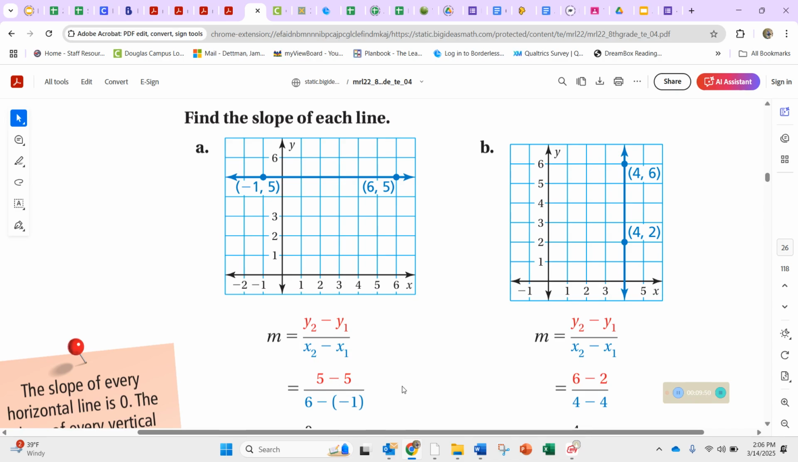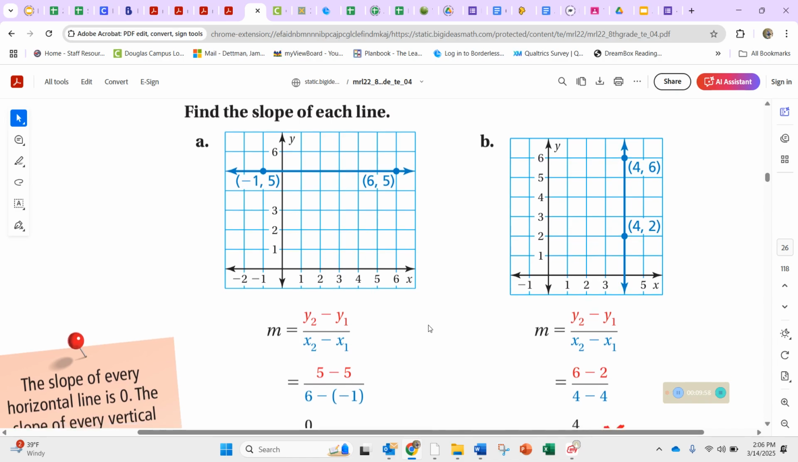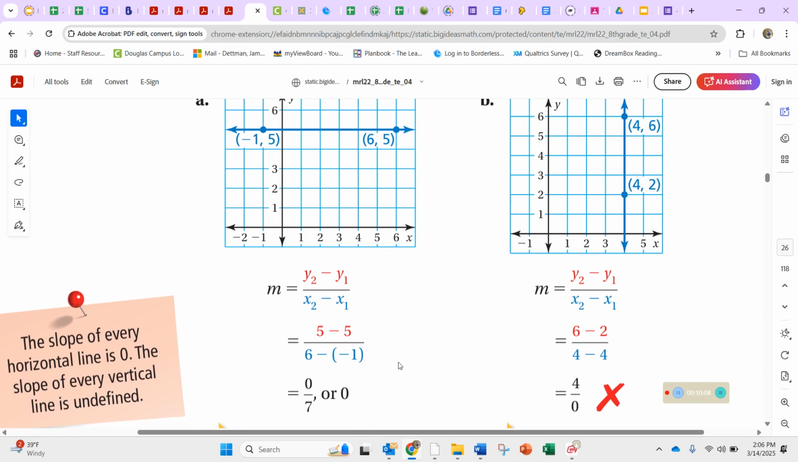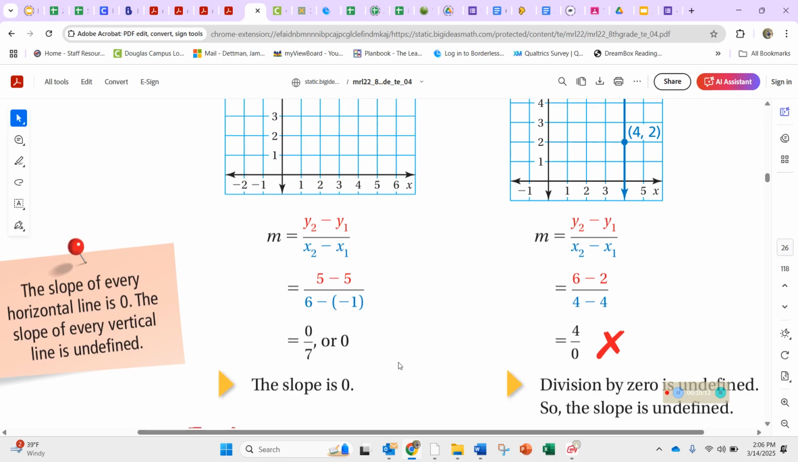5 minus 5, which is going to equal 0, right? But then we have 6 minus a -1, which is, sorry, that should be a positive 7. Change: 6 plus 1 is 7. Yep. So 0 over 7 is 0. So when you see that, the slope is 0.